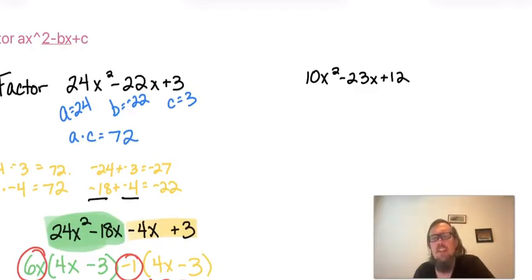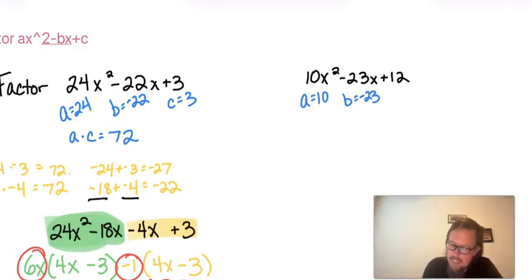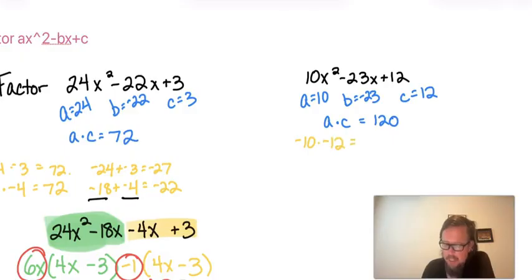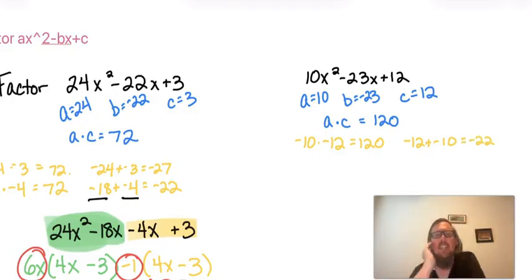Let's try this one. Is there a greatest common factor for 10, 23, and 12? No. So a is 10, b is negative 23, and c is 12. So we do a times c, which is 120. Two numbers that we can multiply together to get positive 120, but when we add them together, we get negative 23. Well, I know negative 10 and negative 12 will work because we just multiplied those. But negative 10 plus negative 12 is not negative 23. It's negative 22. That's really close.